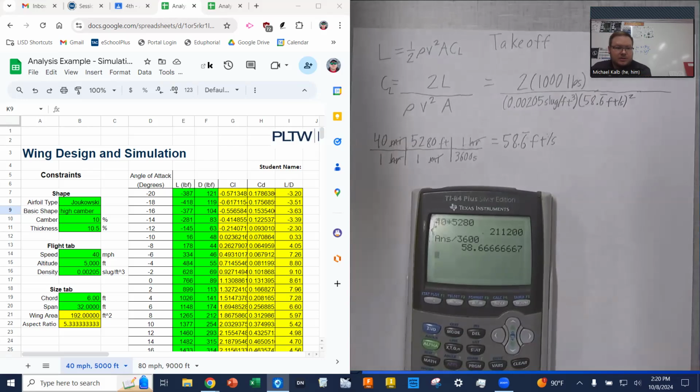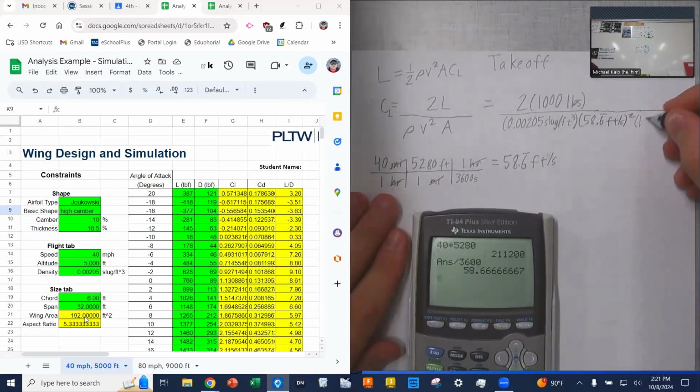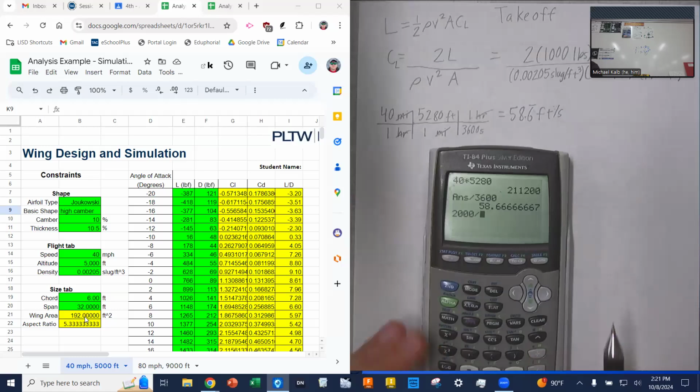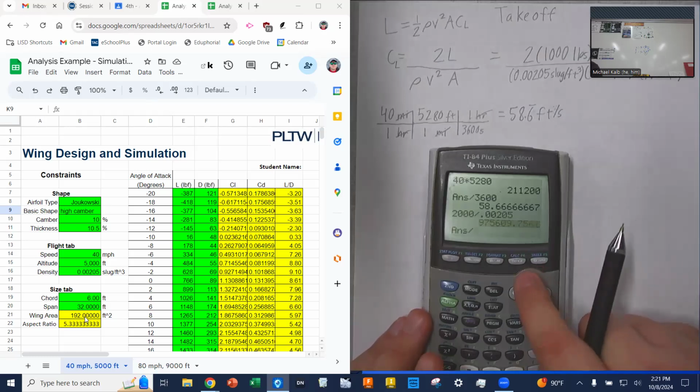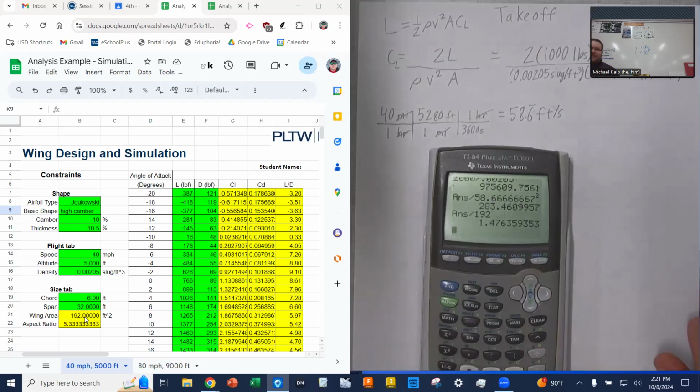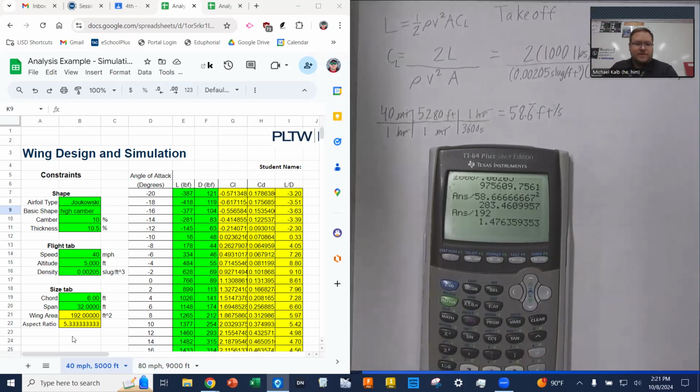And the wing area, since this was a 6 by 32, was 192 square feet. All right, so we have 2,000, because 2 times 1,000, divided by 0.00205, divided by the 58.6 repeating squared, divided by 192. So that's saying to take off, that requires a lift coefficient of 1.47.